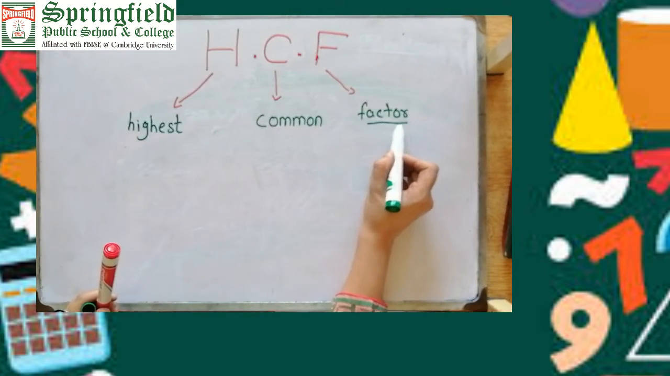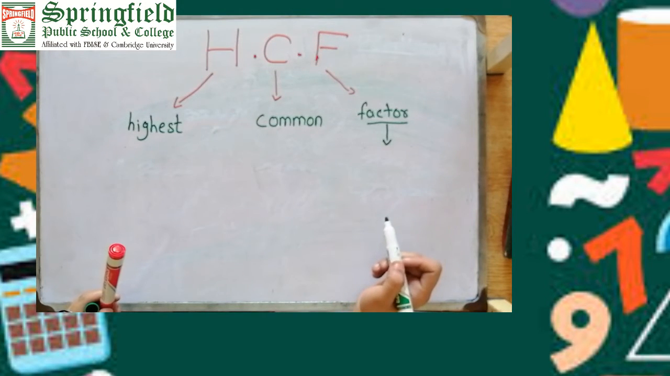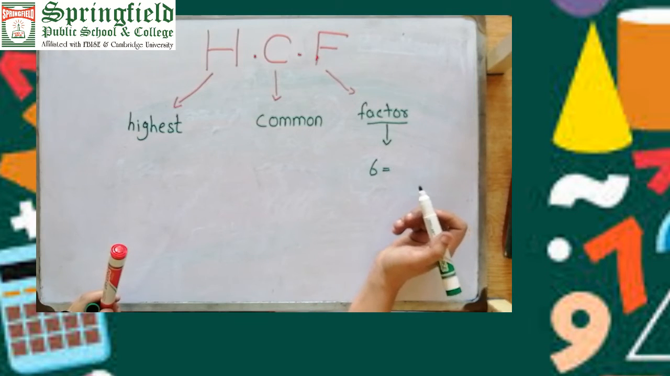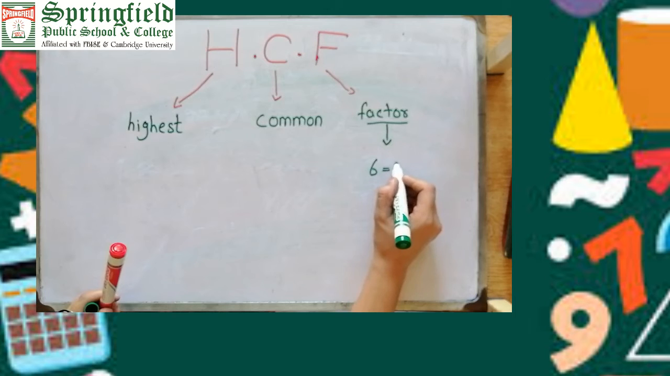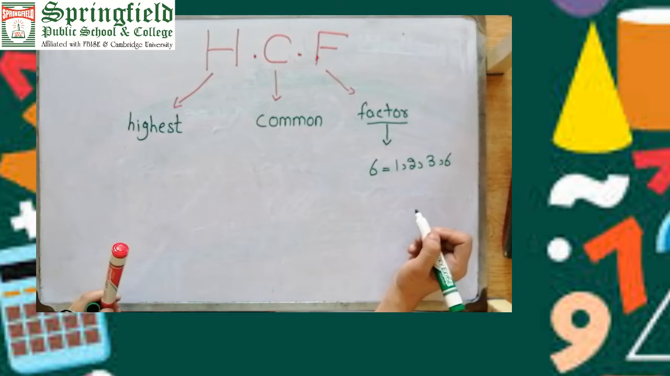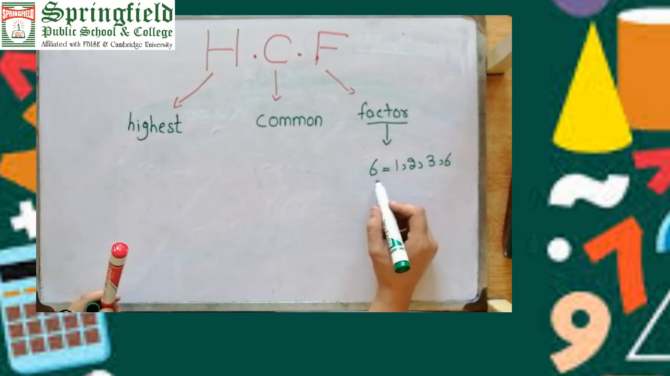Factor. Do you have any idea about the factor? As we already did in the previous lecture, how we can find the factor of any number. Let a number be 6. How can we find the factors of 6? We have to check in which tables 6 comes. 6 comes in table 1, 2 3s are 6, and 6 itself. So it means there are 4 factors of 6.